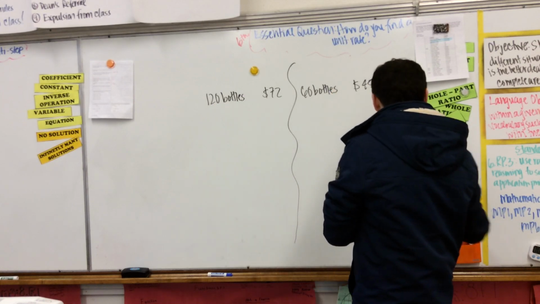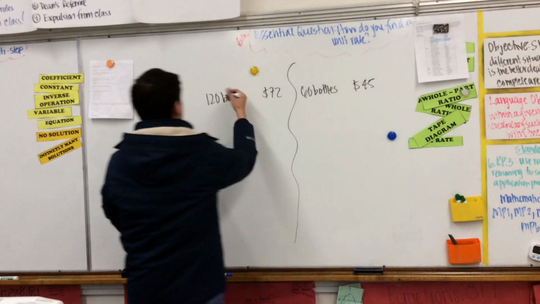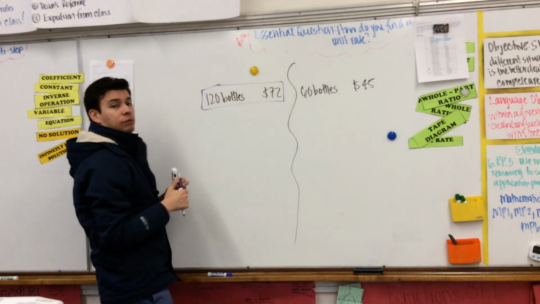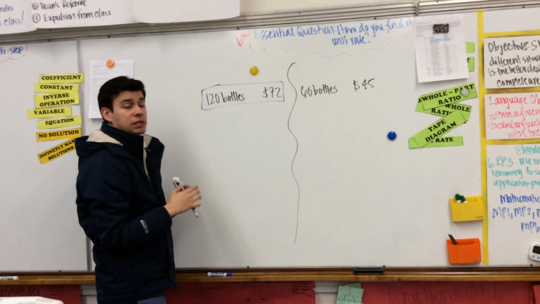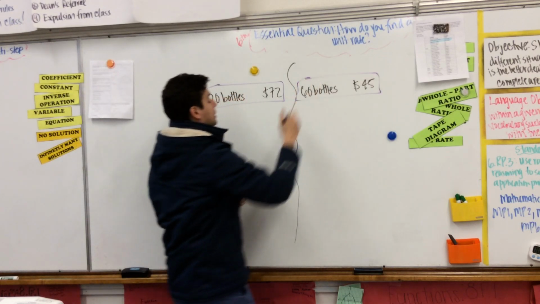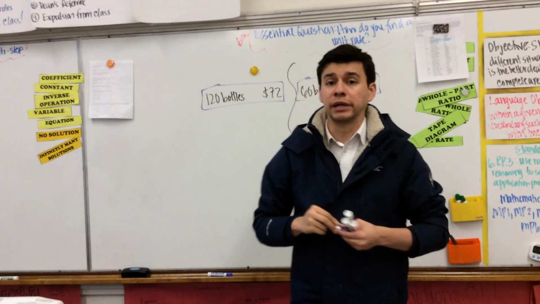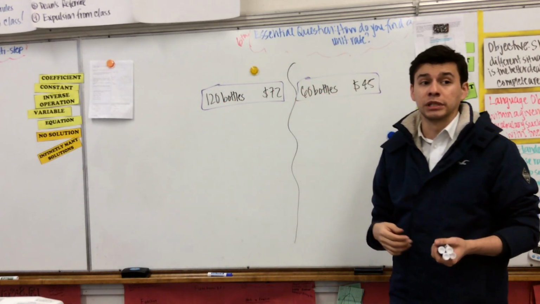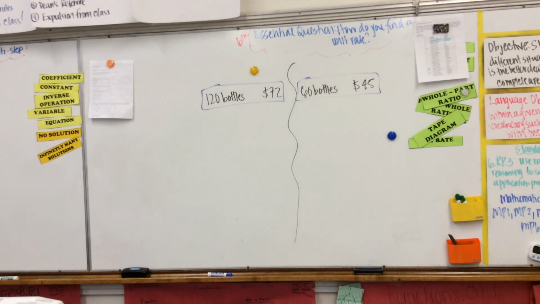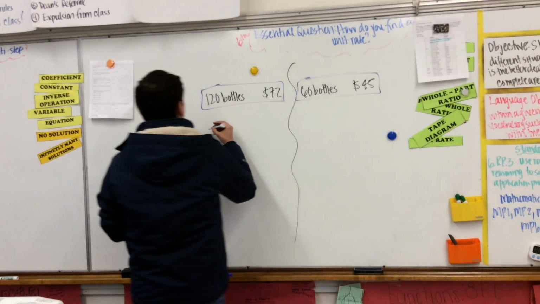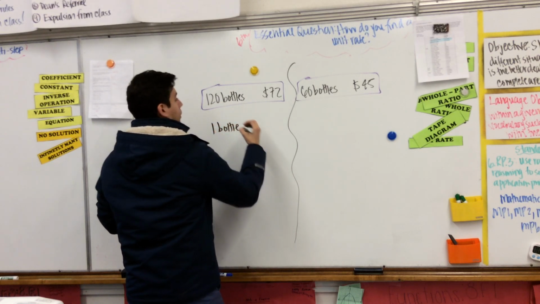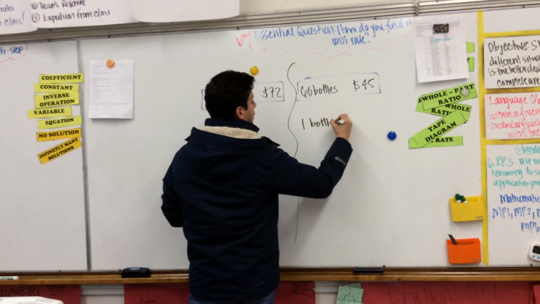Remember, just a quick review. This right here is what we call a rate. The reason why this is called a rate is because they have different units. This is also a rate. This is not a unit rate. So that's the reason why that one is not called a unit rate. Okay, so what we need to do is let's figure out the unit rate for each one of these scenarios. So I want to see how much only one bottle costs. Only one bottle. How much only one bottle costs, okay?